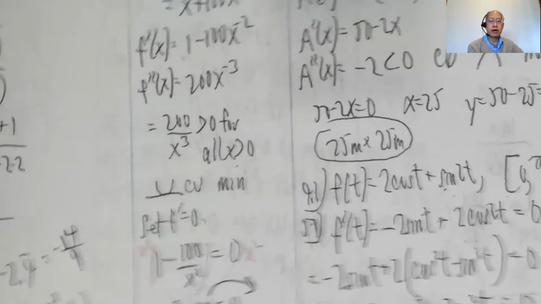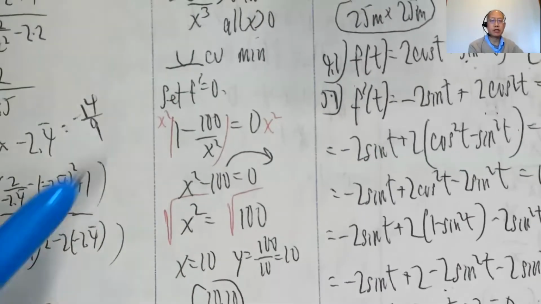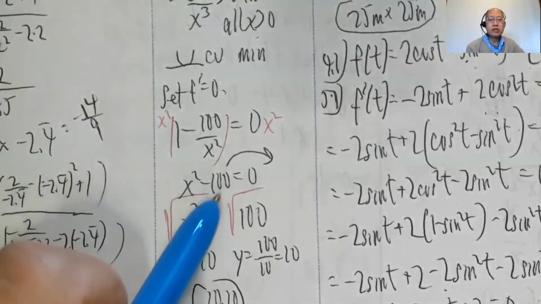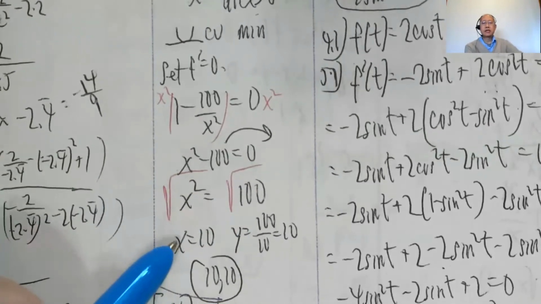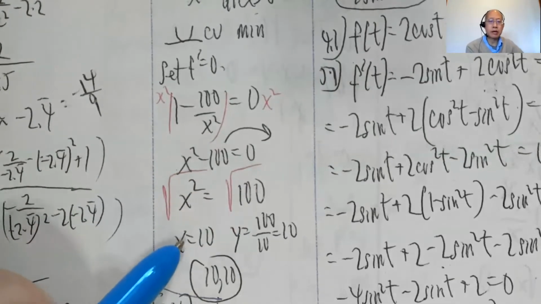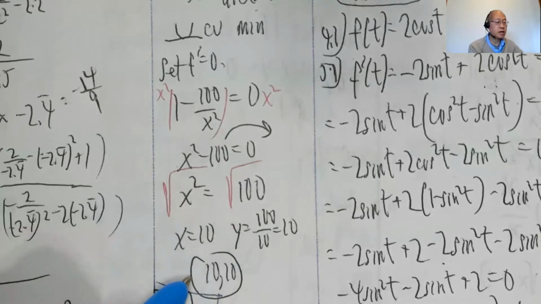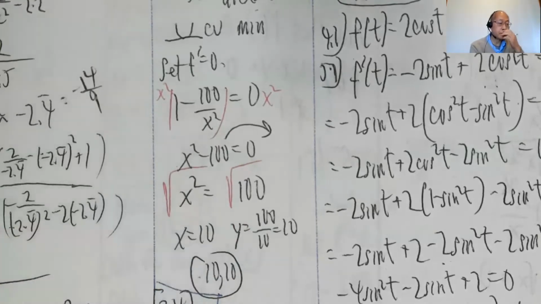So I set f prime equal to 0. 1 minus 100 over x squared equals 0. Multiply both sides by x squared. X squared minus 100 is 0. Add 100, take the square root. X is 10. I don't need plus or minus. I only want positive. And y is 10. So 10 and 10 are the two numbers involved.